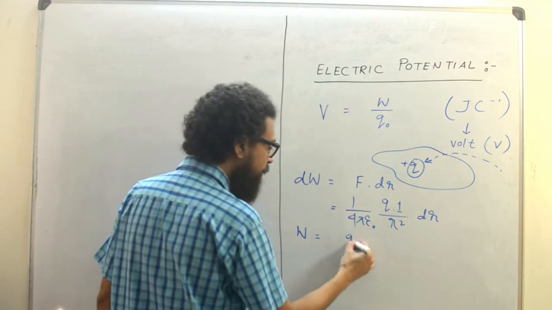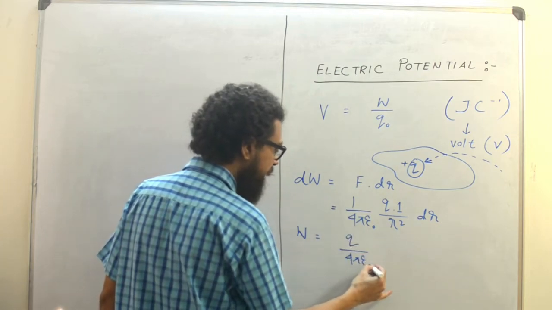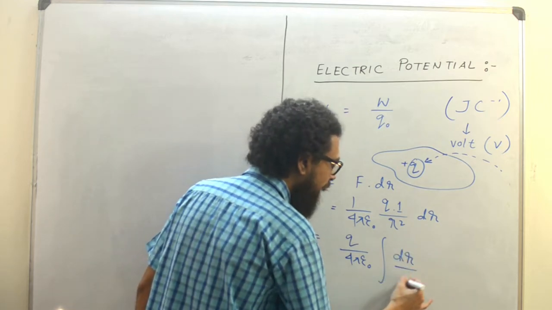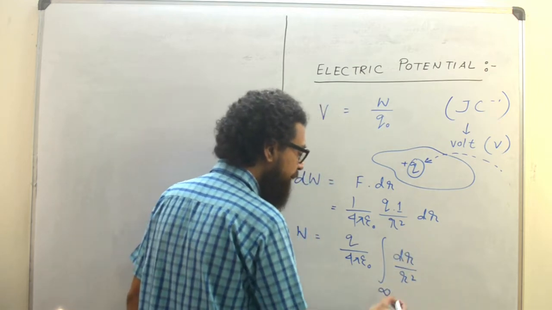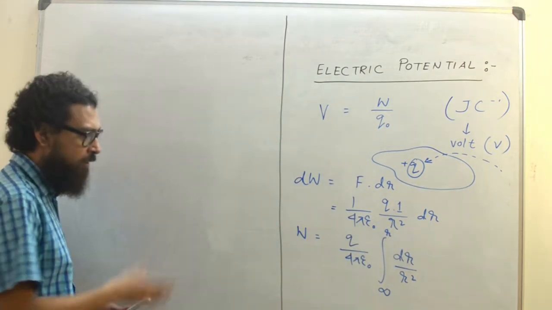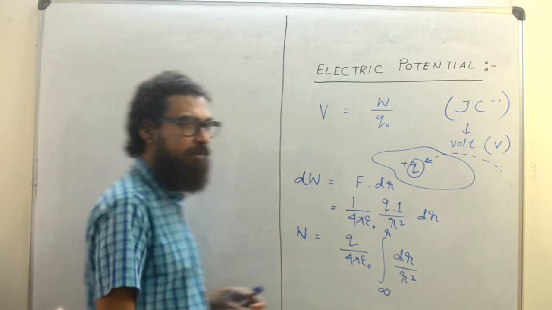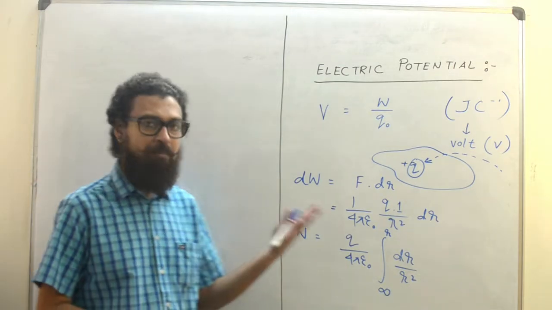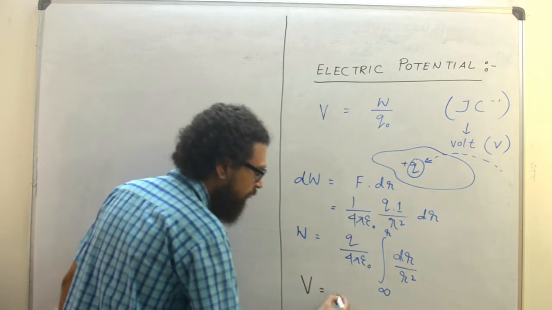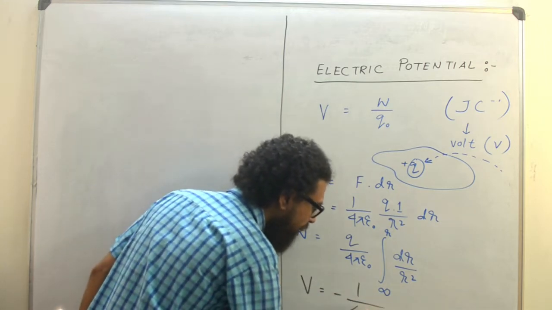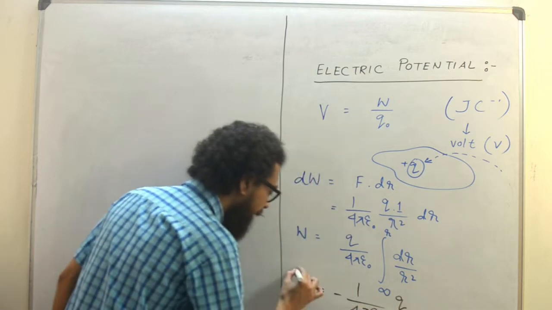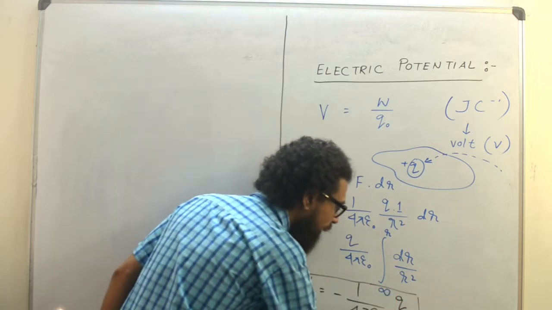So we have to integrate. Q by 4 pi epsilon naught being a constant, I can take out, and we have to integrate dr by r square, and we are taking the charge from infinity to a particular point, say r. Alright, so if you integrate this, put the limits, the infinity and the point of reference, finally you will get a potential. The expression is minus 1 by 4 pi epsilon naught Q by r. This minus sign is coming automatically, and this is very interesting.